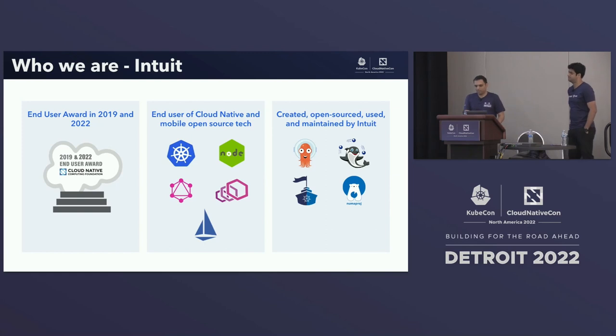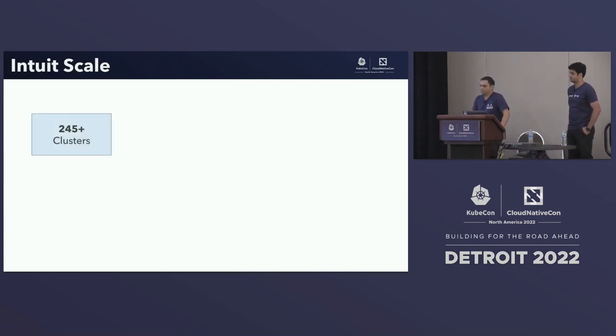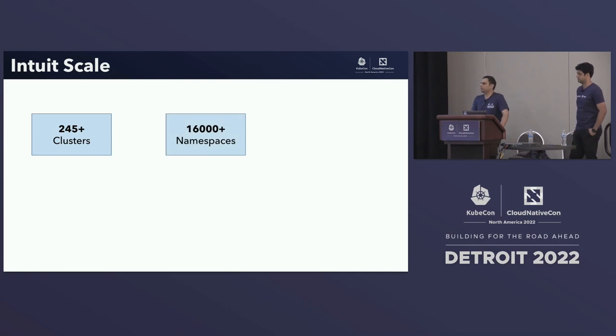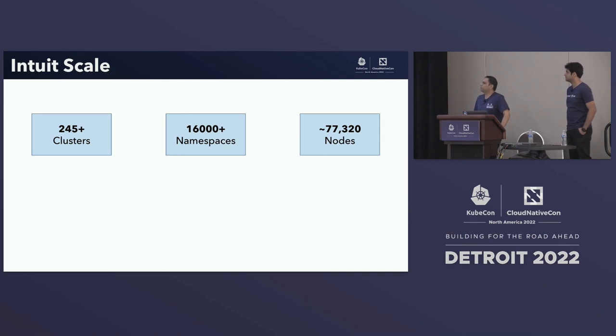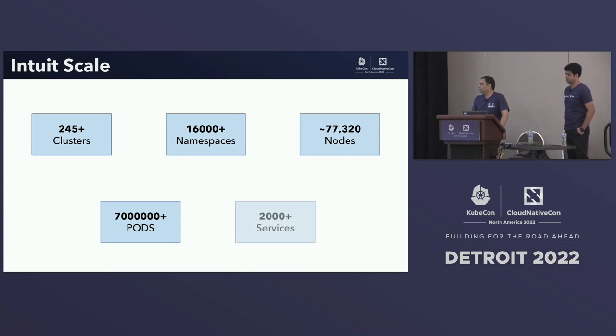So let me go into a little bit of the scale at which Intuit operates. Intuit has more than 245 Kubernetes clusters running in production. We span about 16,000 namespaces in those clusters. At peak, we recorded more than 77,000 nodes running in production with more than 7 million pods. And we have 2,000 plus unique services running among these clusters. These services are a mix of both end-user services as well as internal services.